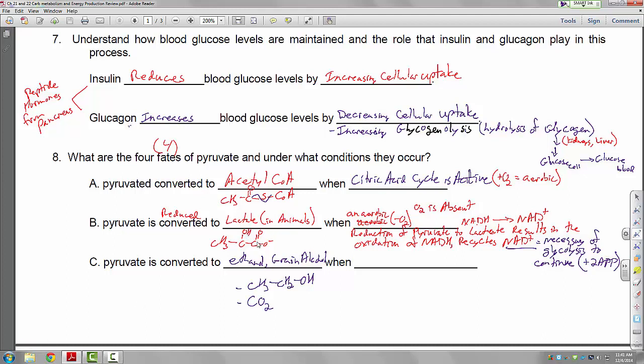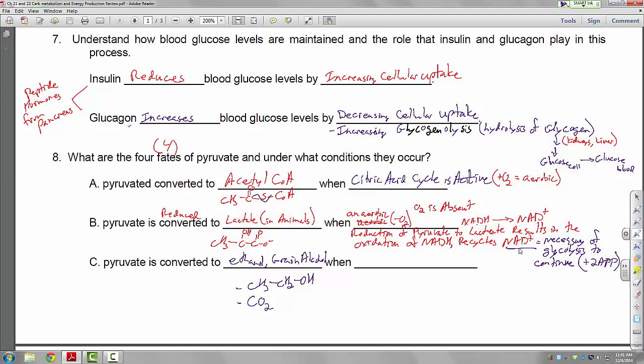That is an oxidation. This acid group, this carboxylate group, getting converted to CO2 is an oxidation. That actually results in an aldehyde, and then the aldehyde is then reduced to the alcohol, and that's where again we produce NADH, or we recycle NADH to NAD.